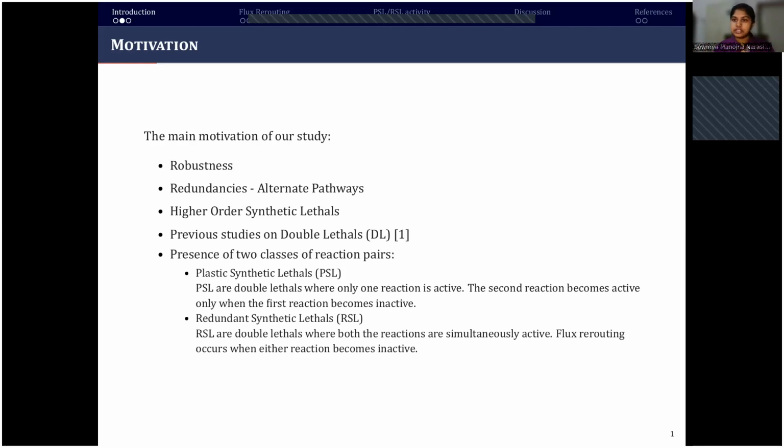So in PSL, only one reaction is active. The second reaction becomes active only when the first reaction is inhibited. And in redundant synthetic lethals, both of these reactions are simultaneously active in order to ensure, say, maximum biomass flux or something. If one of these reactions is deleted, the fluxes are rerouted in such a manner that the organism is still viable and the biomass is still high. So with these points that are presented over here, we came up with a set of questions.